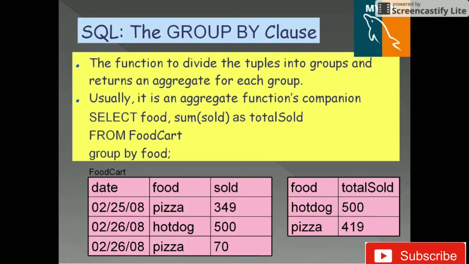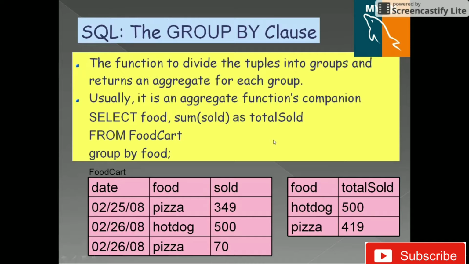It means that it will sum the value sold based on the food and print it as total sold from the table food cart. Group by food. Group by food means it will order it based on food. It would not print date. It would only print the food and total sold. So this is a way to write. The addition of pizza sold on 25th February is 349 and plus 70 on 26th February. The sum is 419. It will do the operation.